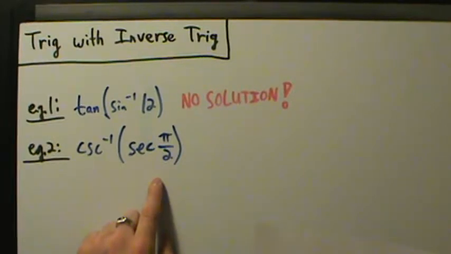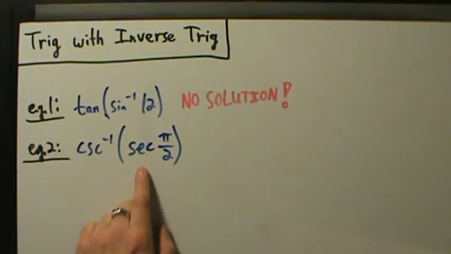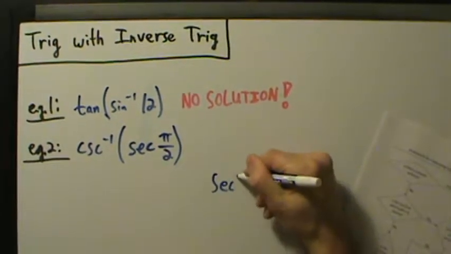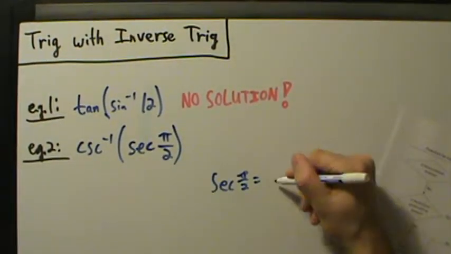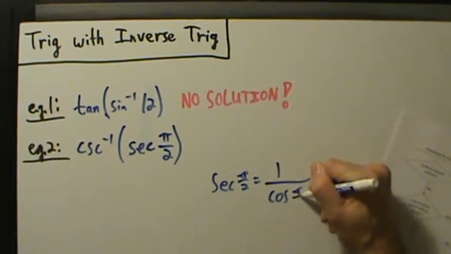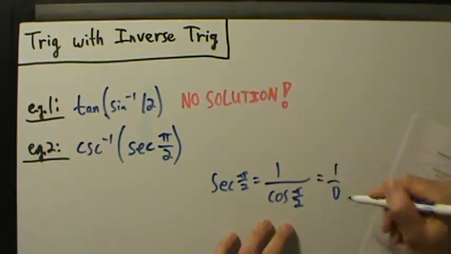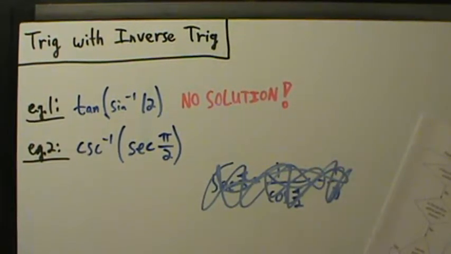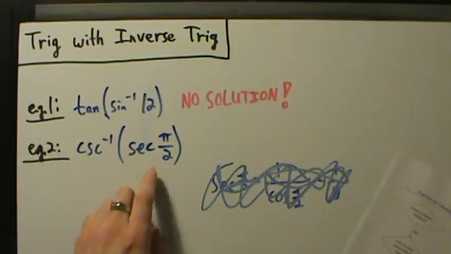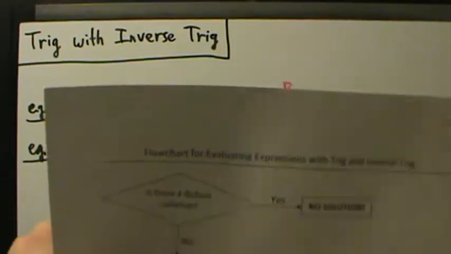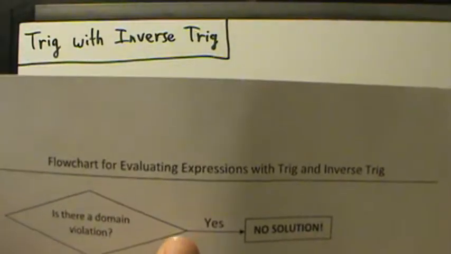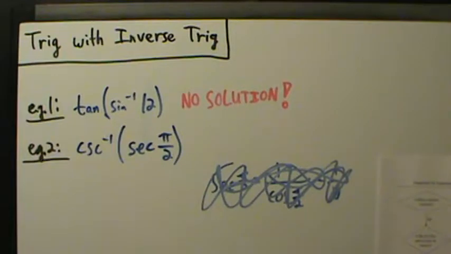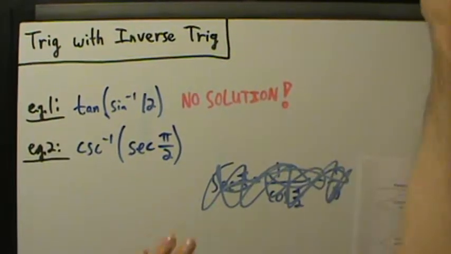Can we do that? No, we can't. Pi over 2 is actually not in the domain of the secant function, so we cannot do secant of pi over 2, because remember, secant of pi over 2 is 1 divided by the cosine of pi over 2. And cosine of pi over 2 is 0, so that's actually 1 divided by 0, which we can't do. So pi over 2 is not in the domain of the secant function. Is there a domain violation? Yes, there is. So the answer would be no solution. That's also the answer for example 2.